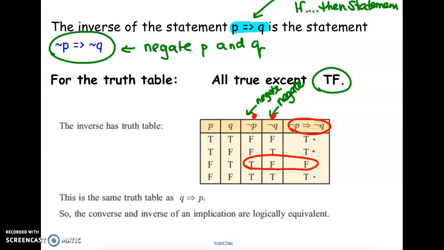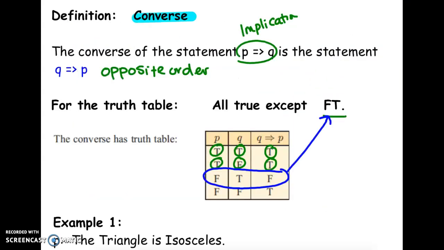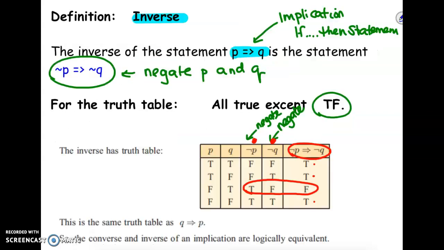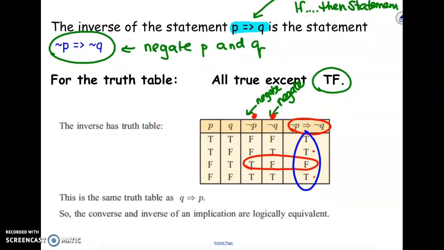Notice that the truth table for a converse and an inverse are the same. So we talked about that on the first video right here. The truth table values, true, true, false, true. And this one, true, true, false, true. They are the same. So I'll go ahead and highlight that. The converse and the inverse of an implication are logically equivalent.